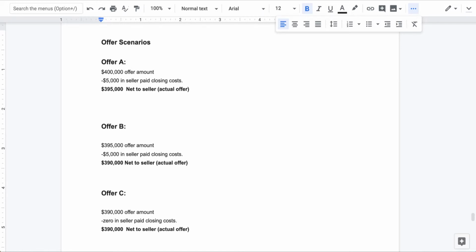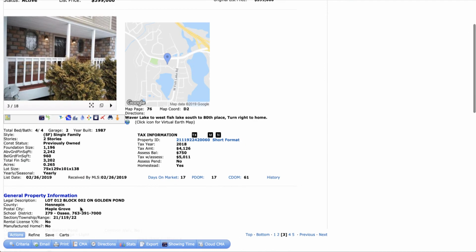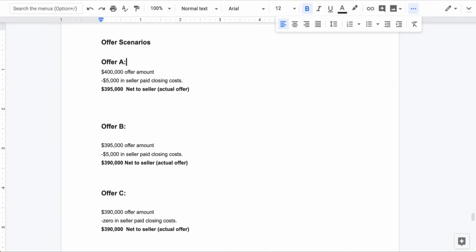All right, everyone. What we're going to look at today is understanding your closing costs when you're making an offer as a buyer. So let's look at just this house here as an example. It's listed for basically $400,000, right? And let's pretend you're going to be making an offer on this house. We have a few scenarios that we can run, so let's talk about three different offer scenarios. We have A, B, and C.